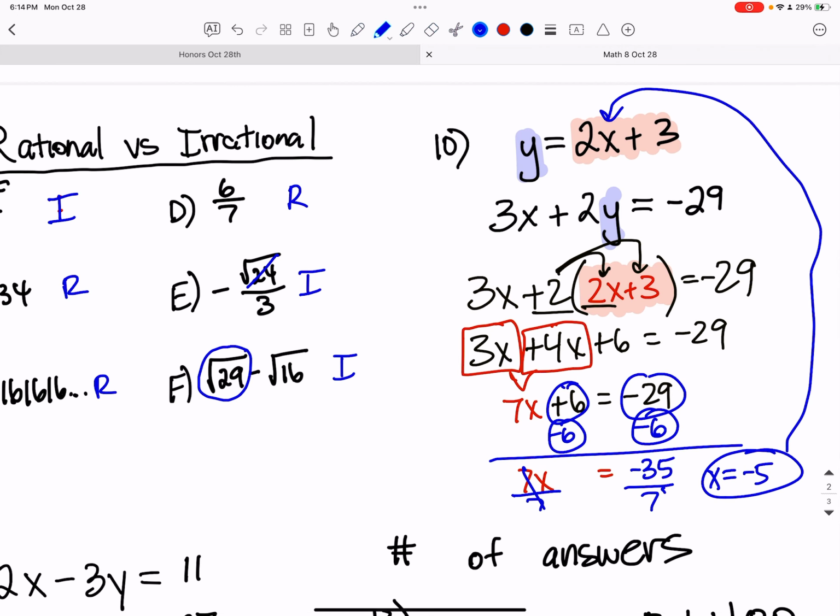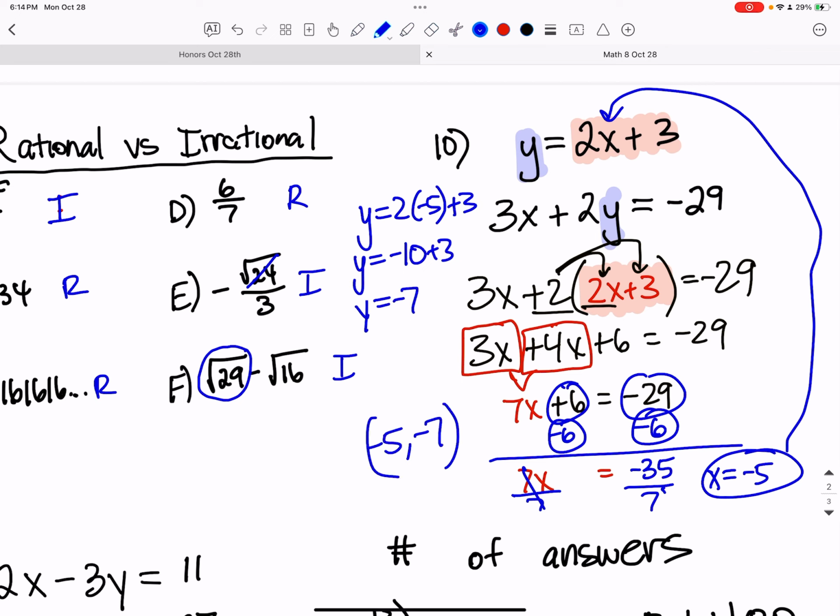I take it back to the beginning. Y is going to equal 2 times negative 5 plus 3, because negative 5 is x. Y equals negative 10 plus 3. Negative 10 versus positive 3, the negatives win by 7. So this is negative 5, negative 7.